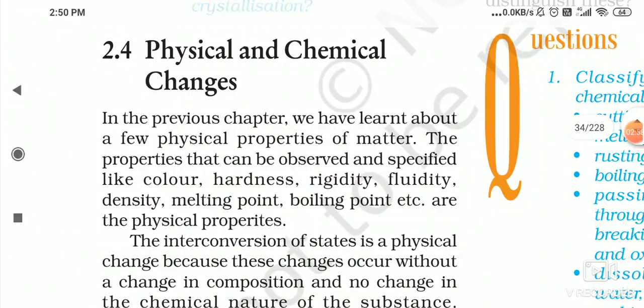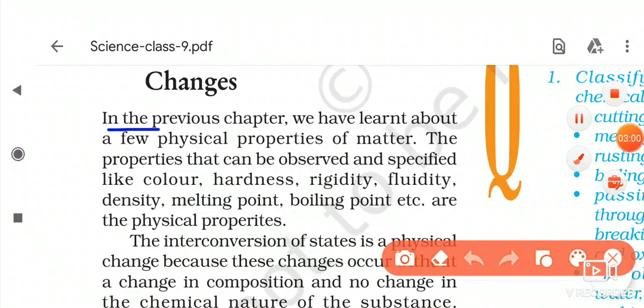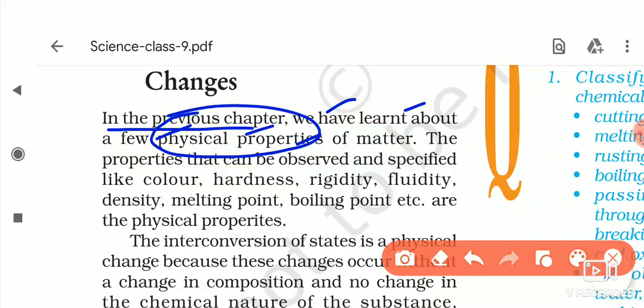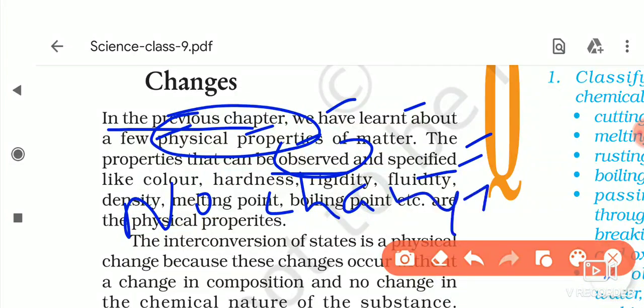Now we start the topic. In the previous chapter, we have learnt about a few physical properties of matter. Physical properties means the properties that can be observed and specified without a change in composition, or there should be no change in chemical property or chemical nature.